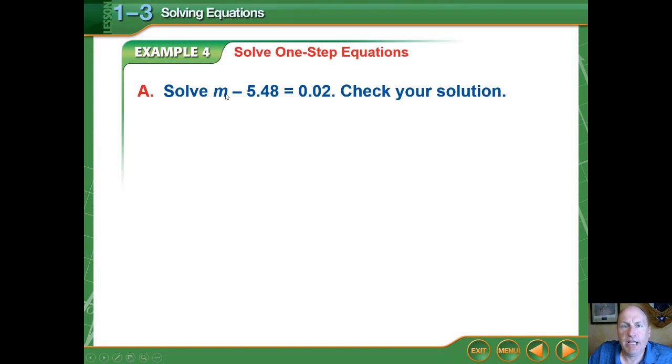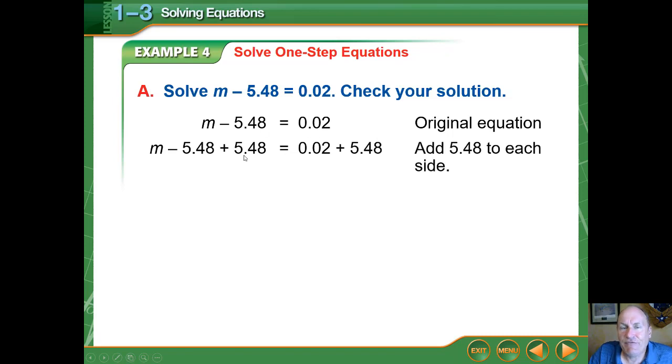So let's look at solving an equation using these properties of equality. So I have a variable m minus 5.48 is equal to 0.02. I'm given that. And we want to find that variable m that makes this true, because it says find the solution or solve. So we're finding the value of m that makes this a true statement. So we're going to use the addition property of equality, because if m minus 5.48 is 0.02 and we add 5.48 to both sides, what happens is negative 5.48 plus 5.48 cancel each other out. And that leaves us with m as equal to 5.5.